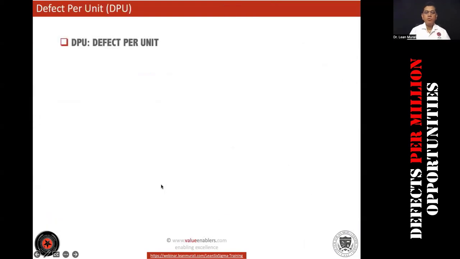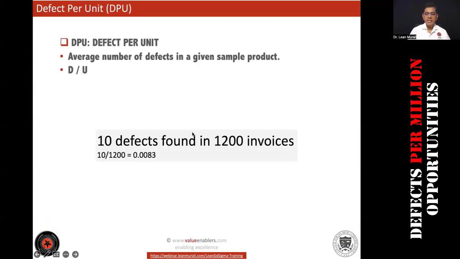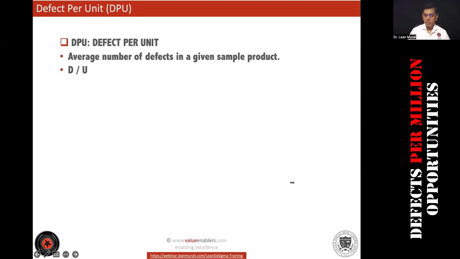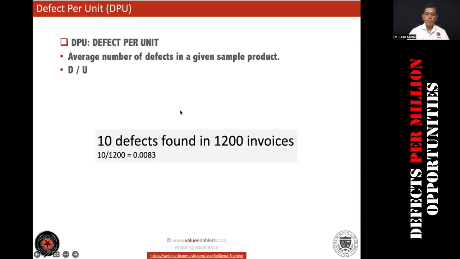Now suppose, let's say there are 1,200 invoices, and there are 10 defects, and there are 1,200 units, invoices. So what is DPU, defects per unit? Please put it in the chat box. 10 divided by 1,200. What is the value that it comes to? 0.0083. So if DPU is clear, give me a 9 or 10 or crystal clear or super clear, whatever it is. All right. Thank you very much.